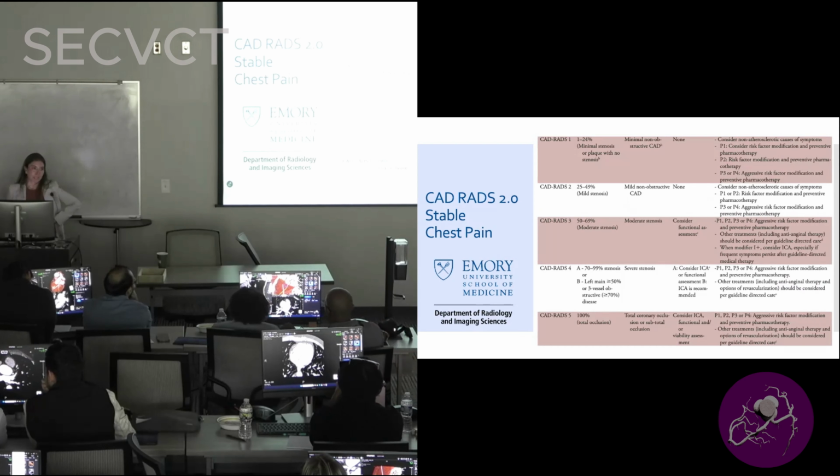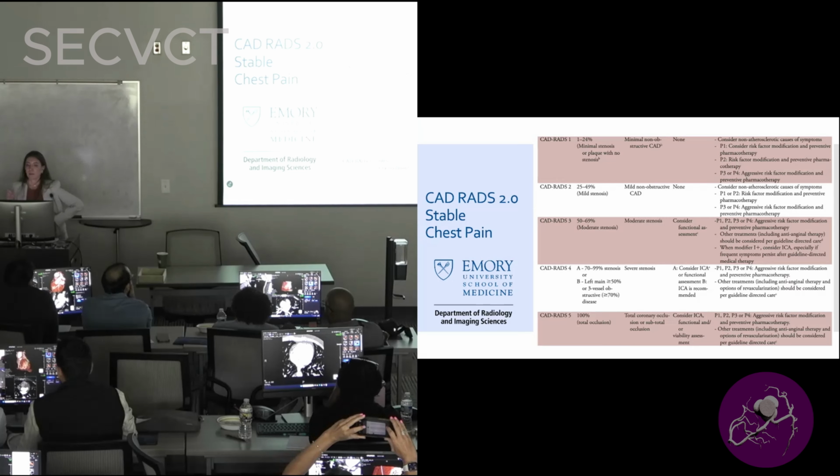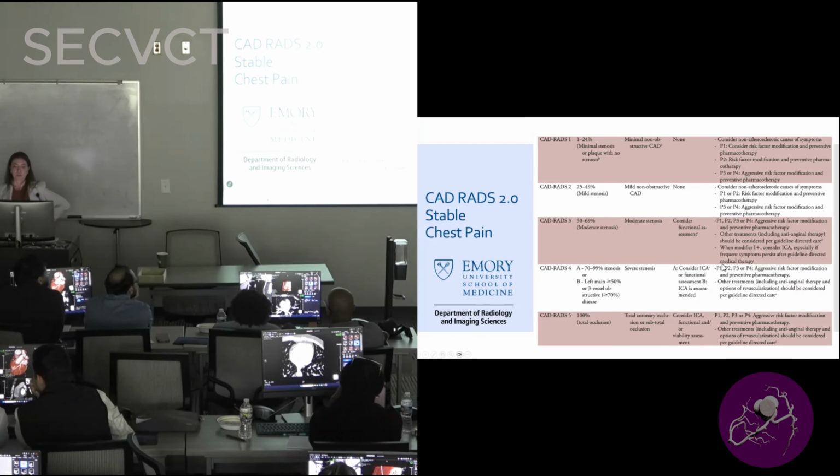The nice thing about the guidelines with this reporting method is that they gave us specific things to recommend when we're doing the report. So for stable chest pain patients, which is this first algorithm, from CAD-RADS 3, 4, and 5, there are specific things depending on the amount of plaque that you can consider. Functional assessment starts to become important in CAD-RADS 3. And when 4 and 5 is denominated, invasive coronary angiography is going to be mostly recommended.